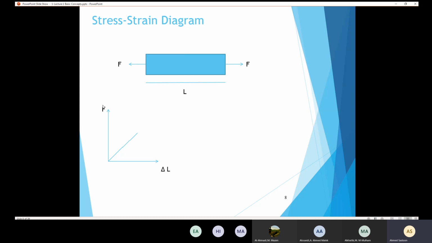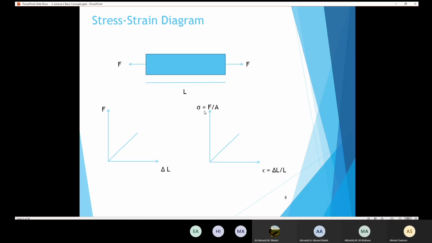But like I said, the force and the deformation are not going to give me an idea about the material. I'm not going to be able to compare it with other material. So I need to determine the stress. In order to convert the force into stress, I need to divide by the area. And in order to determine the strain, I need to divide by the original length.